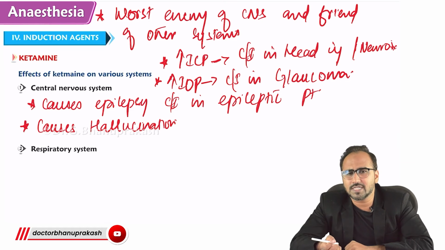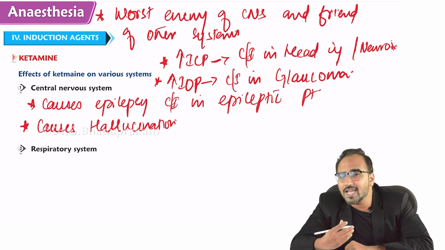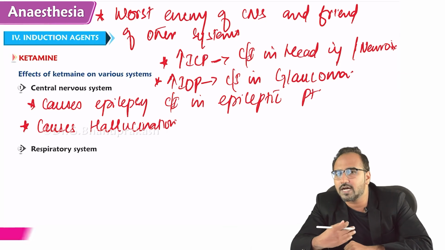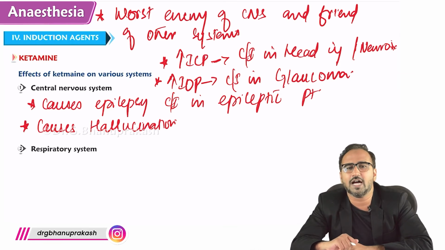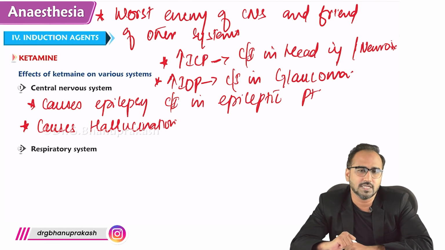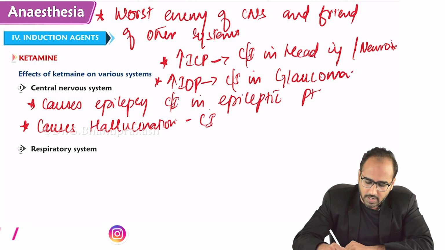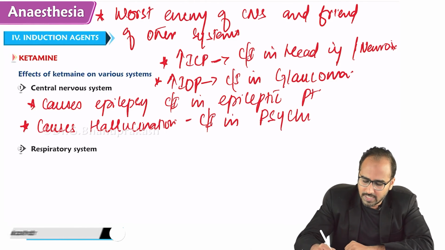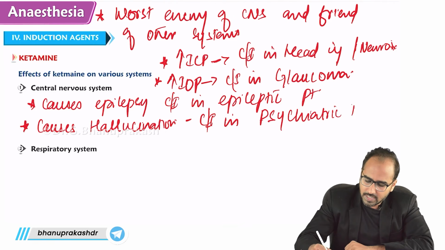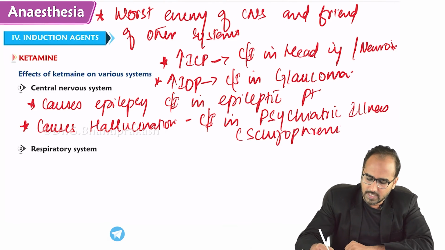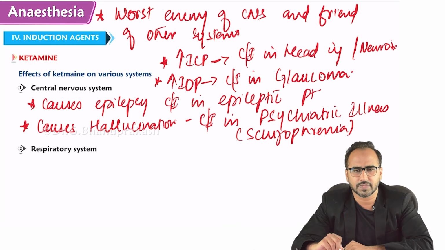Ketamine is an IV induction agent. It makes the patient unconscious. When will it cause hallucination? It will cause hallucination as the patient is recovering from the effect of it. Patient will have hallucinations. But guys, remember, because ketamine is causing hallucinations, it is contraindicated in patients suffering with psychiatric illness, especially schizophrenia. In schizophrenia, the patient will be having hallucinations, right?